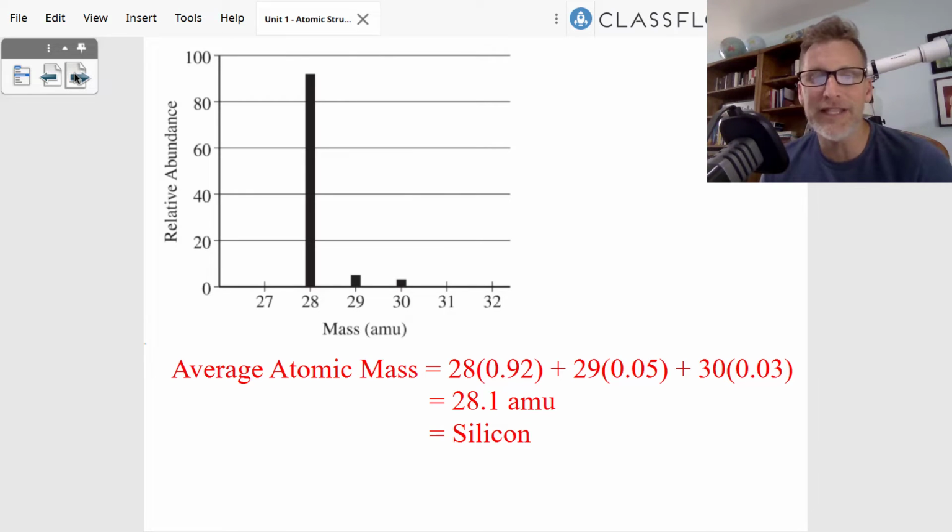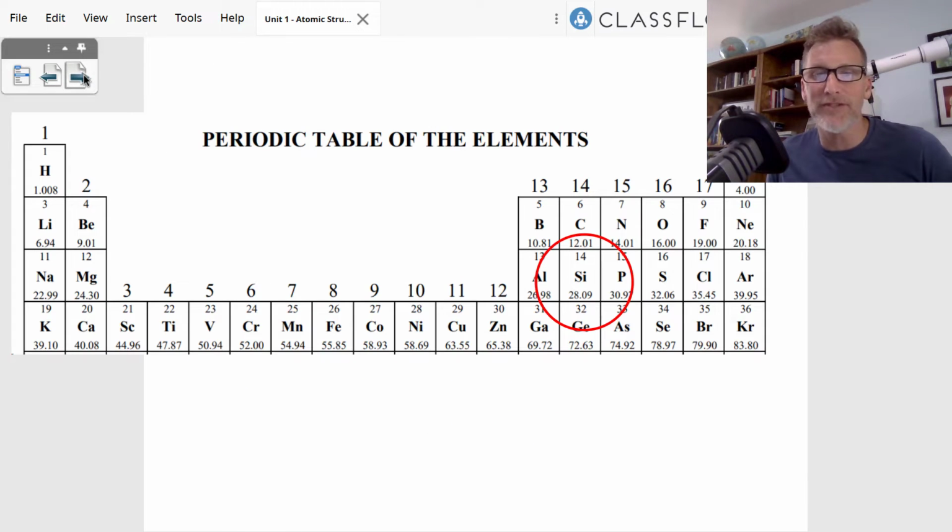So how do we calculate the average atomic mass? We take 28, the mass, and we multiply by the percentage, which is about 0.92, 92%. Plus the 29, which is about 0.05, about 5%, plus 30 times 0.03, about 3%. And that gives us 28.1 atomic mass units, which if we look on our periodic table, what has an average atomic mass of about 28.1? That's silicon. That's silicon right here.